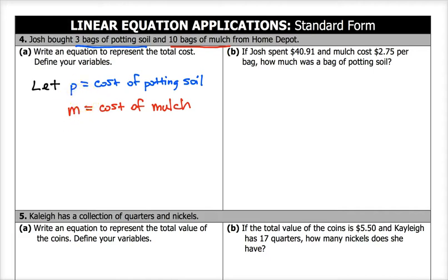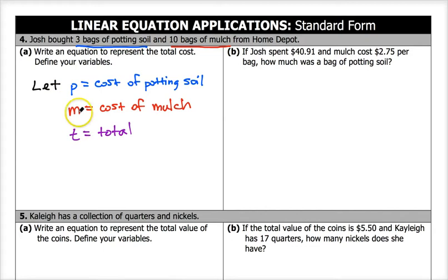We actually need a third variable to represent the cost that we pay, or our total. So I could just say let T equal total, the total amount I'm going to pay for the potting soil and the mulch. And it's from these variables that I get my standard form equation.